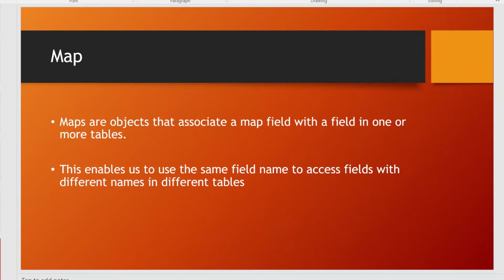For example, there is a field named zip in one table. In another table, the same field is named zip code, and in another table the name is postal code. All these three fields in different tables we can access by the map field zip code. So this is the advantage. It's very simple and very consistent. This is the advantage of a map. Now we will see it practically.